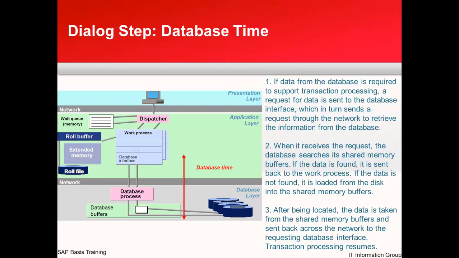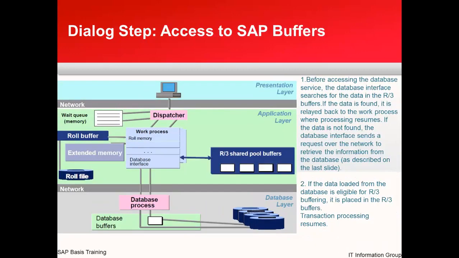Okay, next slide. It's basically talking about the SAP buffers. Before accessing the database service, the database interface searches for data in the R3 buffer itself. If the data is found in the buffer, data is given from the shared pool buffer, and if it is not found, it is sent to the database. So this increases the performance quite a lot.